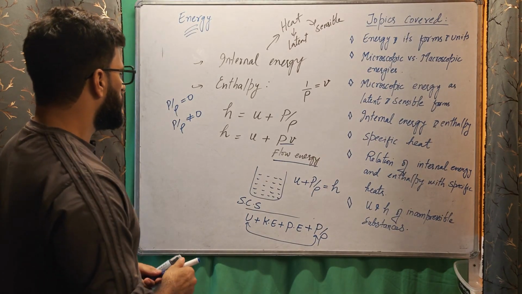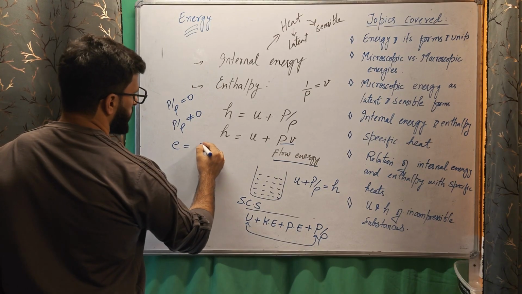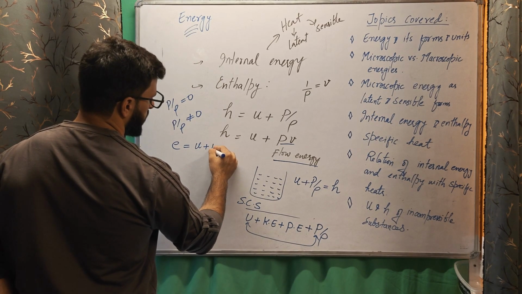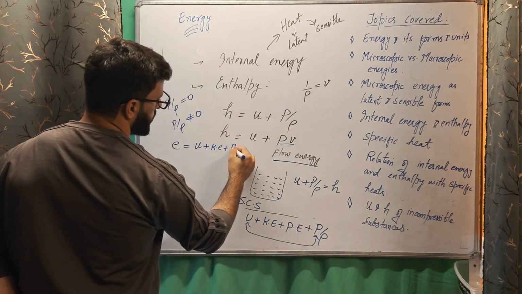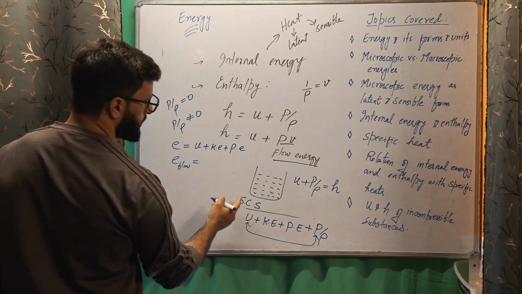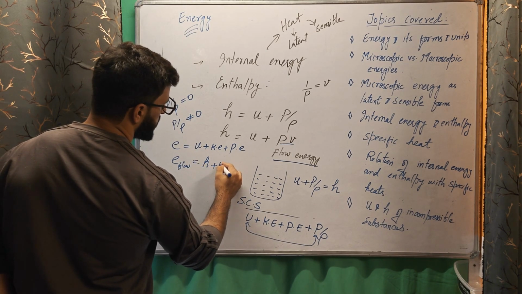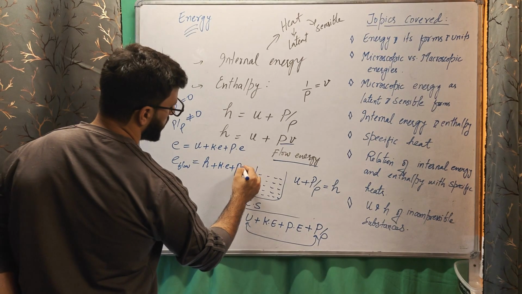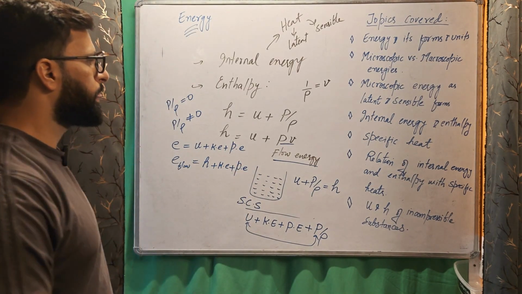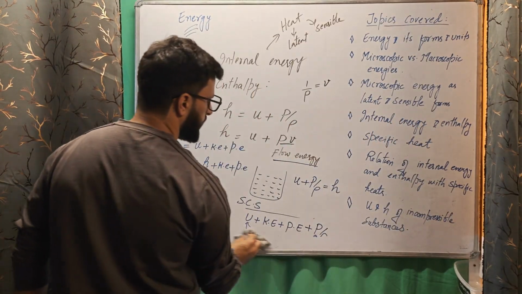So for a stationary simple compressible system, we write total energy as internal energy, kinetic energy, potential energy. And for a flowing simple compressible system, total energy is, in place of U we write H: enthalpy plus kinetic energy plus potential energy. So this was internal energy and enthalpy. Now specific heat.